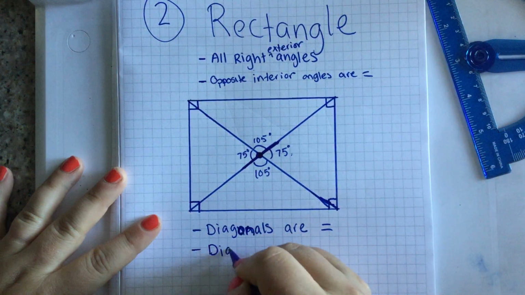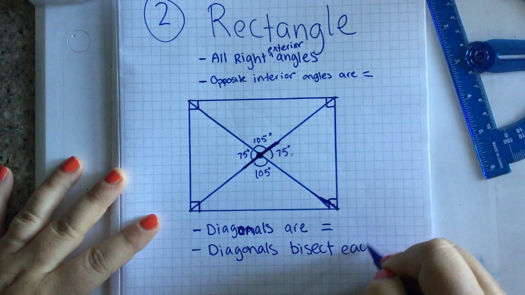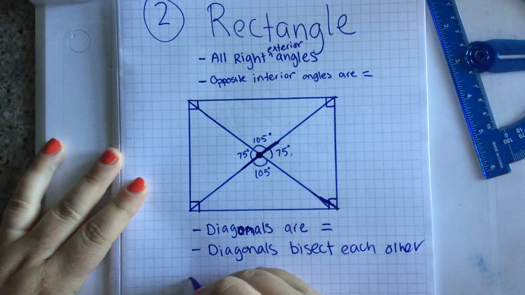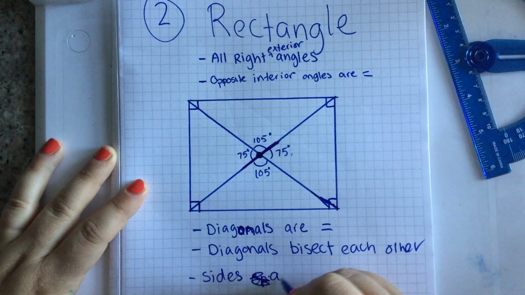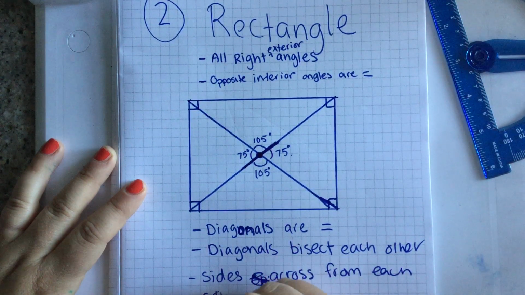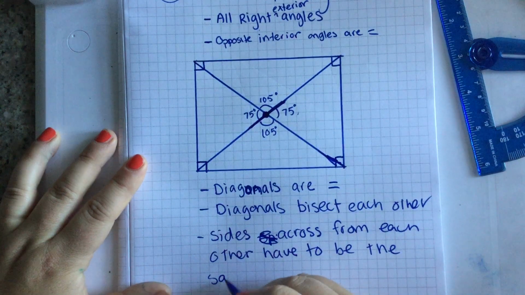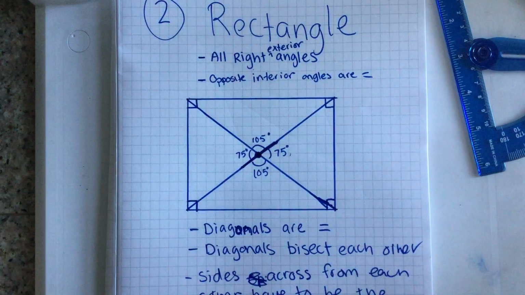Okay, I'm going to write that down. Diagonals bisect each other, right here at that midpoint. Sides opposite or across from each other have to be the same length. Those are properties of a rectangle.